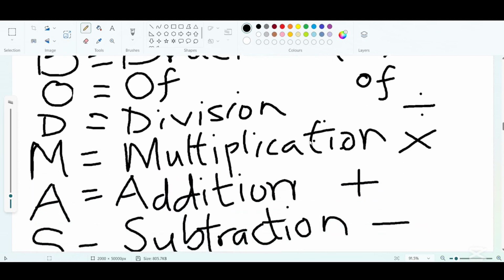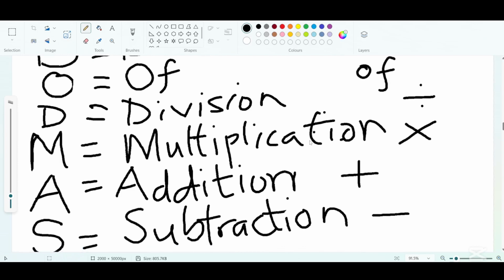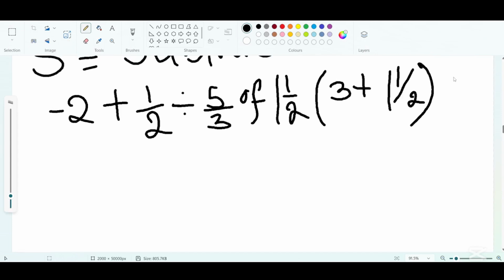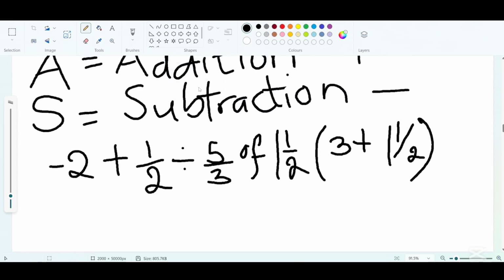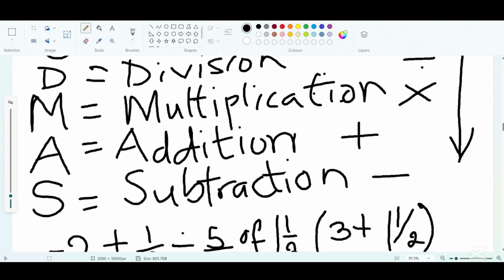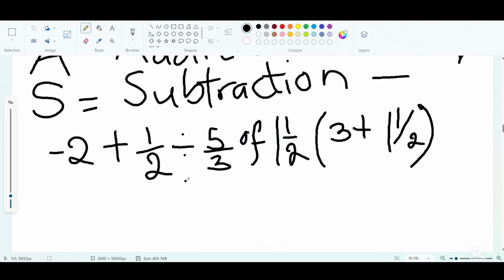So let us see examples of expressions that we need to resolve with the application of BODMAS. This is an example of an expression that we want to resolve using BODMAS. Looking at this expression, we see that there are signs here: addition, division, of, and brackets. According to the rule of BODMAS, we need to resolve this following this order, from bracket up to subtraction. So the first thing we need to resolve is the brackets.